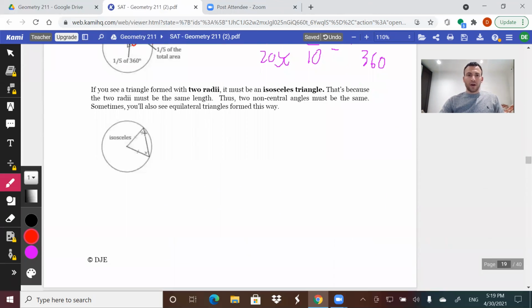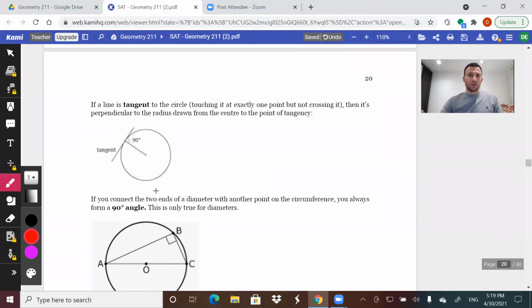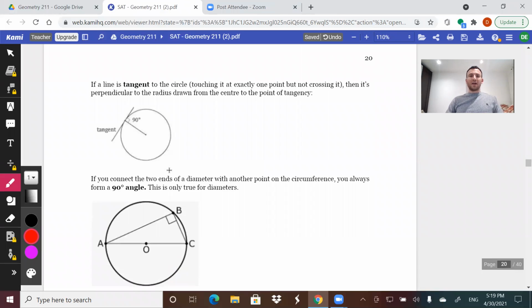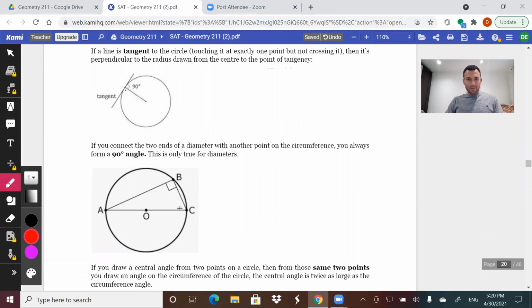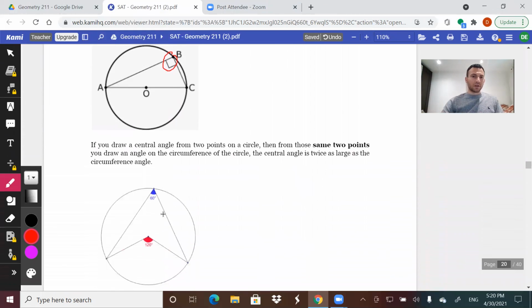Whenever you draw 2 radii from the center and then connect it with a chord, that creates an isosceles triangle. Any line tangent to the circle, meaning just touching it, if you draw a radius to that point that just touches, that creates 90 degrees. If you have a diameter and then you draw to any point anywhere on the circle, that will create a 90-degree angle. And again, feel free to review these later.